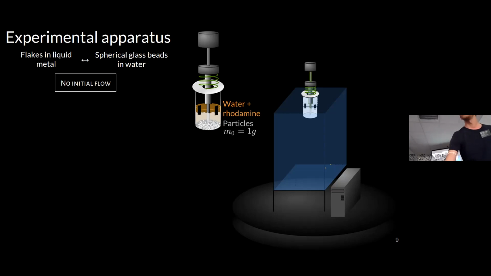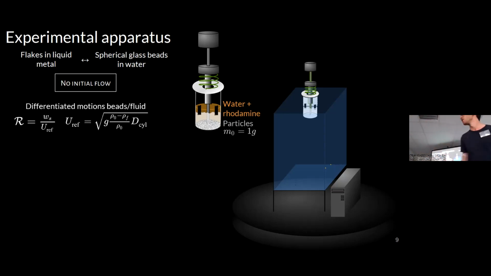Note that you will have a difference between the motion of the particles and the fluid because particles have inertia, quantified by the Roos number, which is the ratio of the settling velocity of an individual particle over a reference velocity for the fluid. And this is nothing but the free fall velocity of an object whose size is given by the diameter of the cylinder, and whose initial density is prescribed by 1 gram of particles inside the cylinder. This mass never varies between experiments, it's constant.